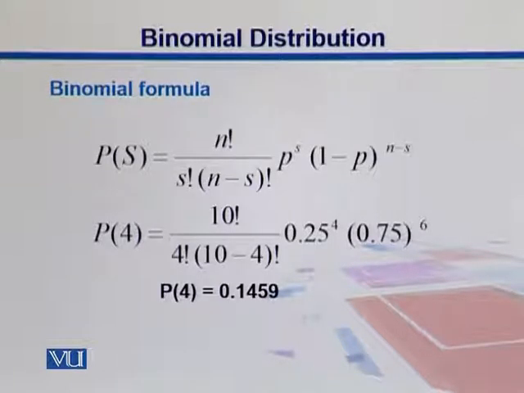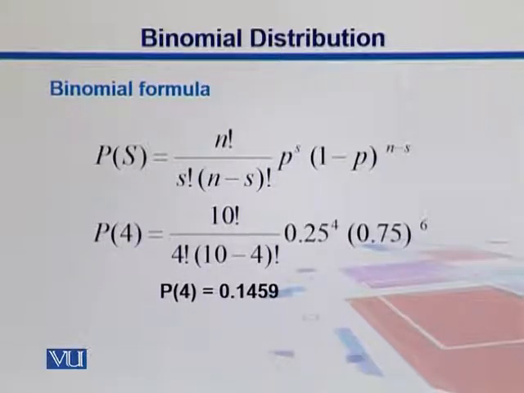Let's put it into this equation. So here we solve it using this equation. We have P of S is equal to 4. This is given by n factorial divided by s factorial into n minus s factorial, into P to the power S, into 1 minus P to the power n minus S. When you plug in the values, you have 10 factorial divided by 4 factorial and then 6 factorial, and you have the probability of success, that is 0.25, raised to power 4, whereas the remaining are the probability of failures.